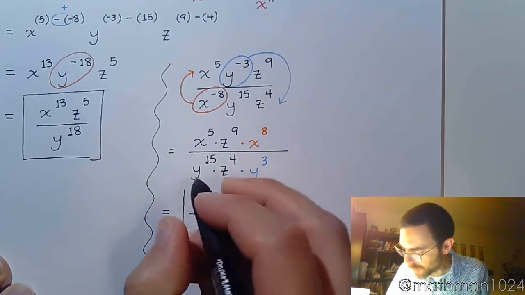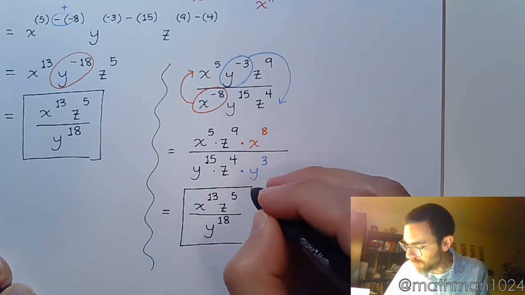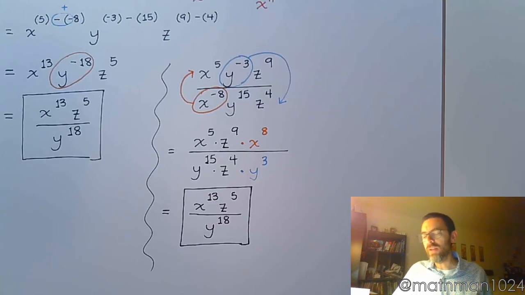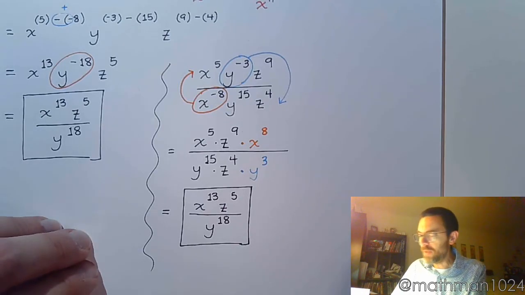So it's the same problem, worked a different way, and you get the same answer. Okay? And that's one of the great things about properties of exponents, is that a lot of times there's more than one way to work these problems. All right, let's try a couple more while I've got you here.